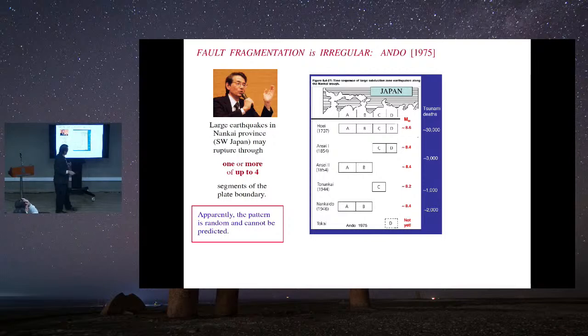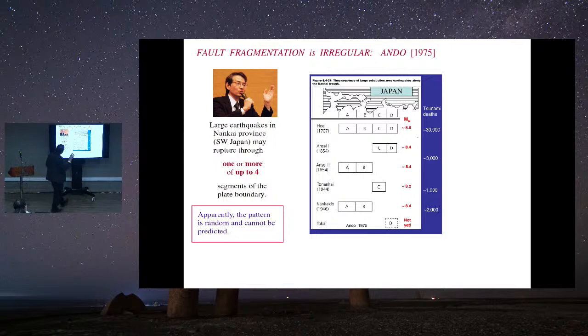And even though it's been 50 years since that paper was published, this hasn't ruptured yet, but D hasn't ruptured in a long time. But who knows? Maybe the next time it will be ABCD. Maybe it will be CD or something. And Ando's point was that it was completely random and unpredictable.